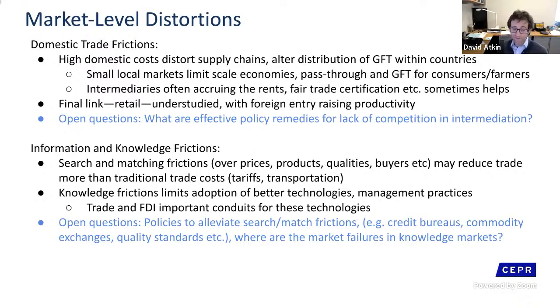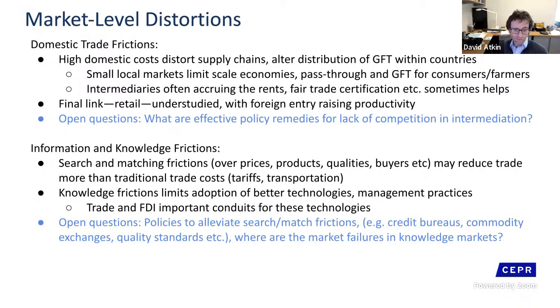Beyond search and matching frictions, there are also frictions in the flows of knowledge, either across firms or between countries. And that's going to limit the adoption of better technologies and better management practices. And here we think trade and FDI are important conduits for these technologies, both through processes like learning by exporting, or potentially learning by importing, or through matches between big foreign firms and smaller developing country producers, which may allow this information to flow.